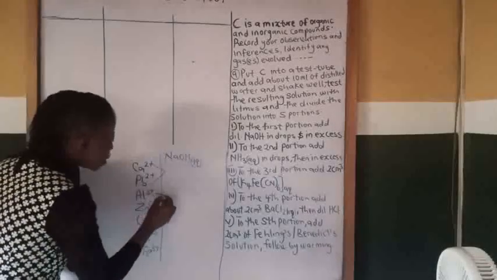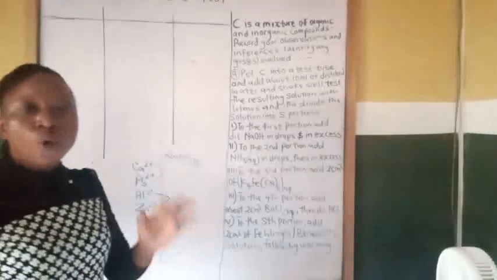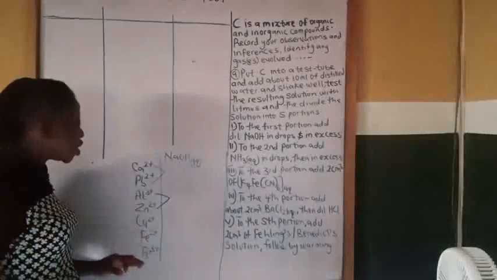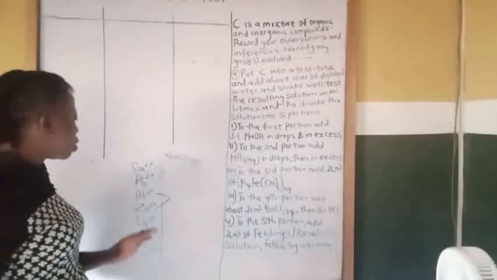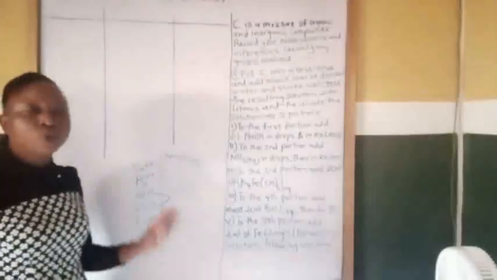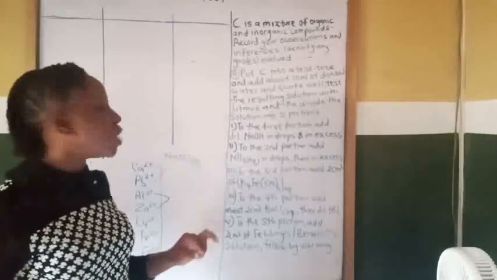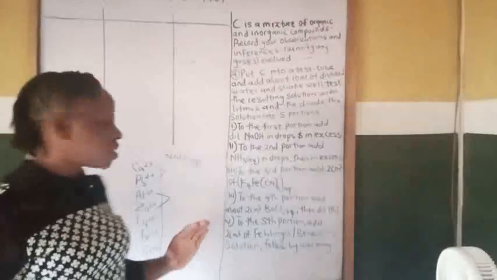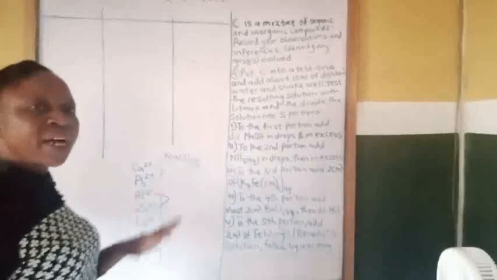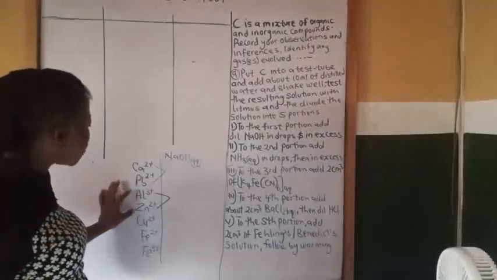Then aluminium and zinc. Aluminium and zinc will give you white gelatinous precipitate. Then the two of them will be soluble in what? In excess sodium hydroxide. They will give you white gelatinous precipitate when drops of aqueous sodium hydroxide is added to them. Then when you add aqueous sodium hydroxide in excess, they will dissolve in excess. So the precipitate will dissolve in excess.